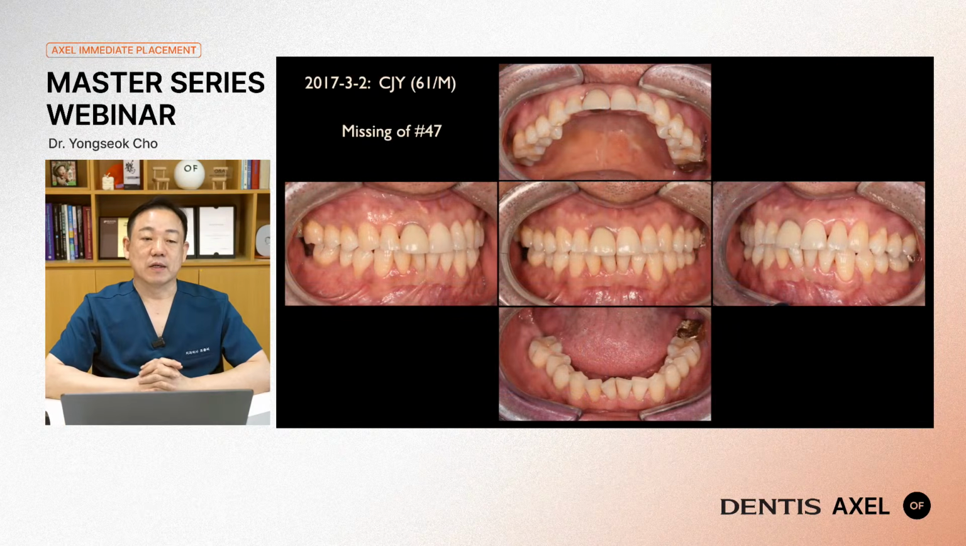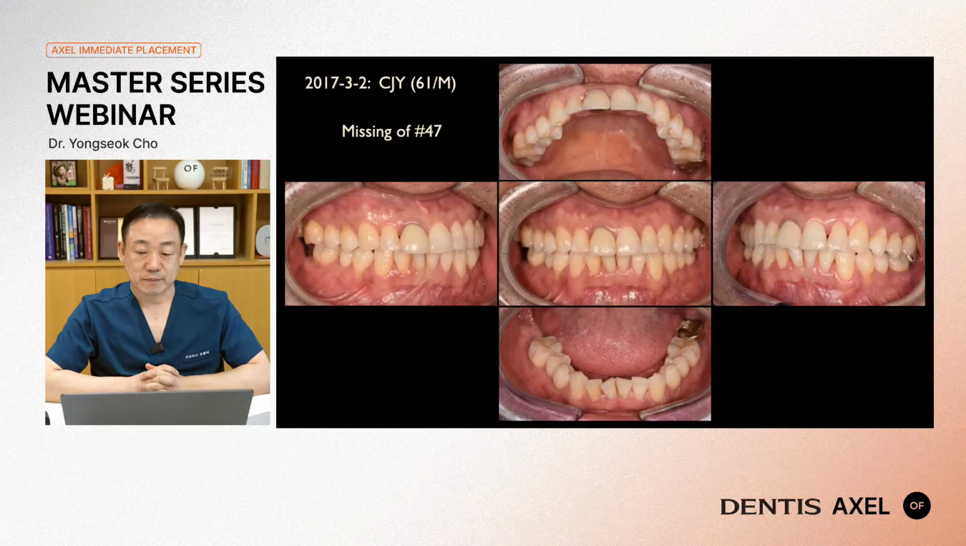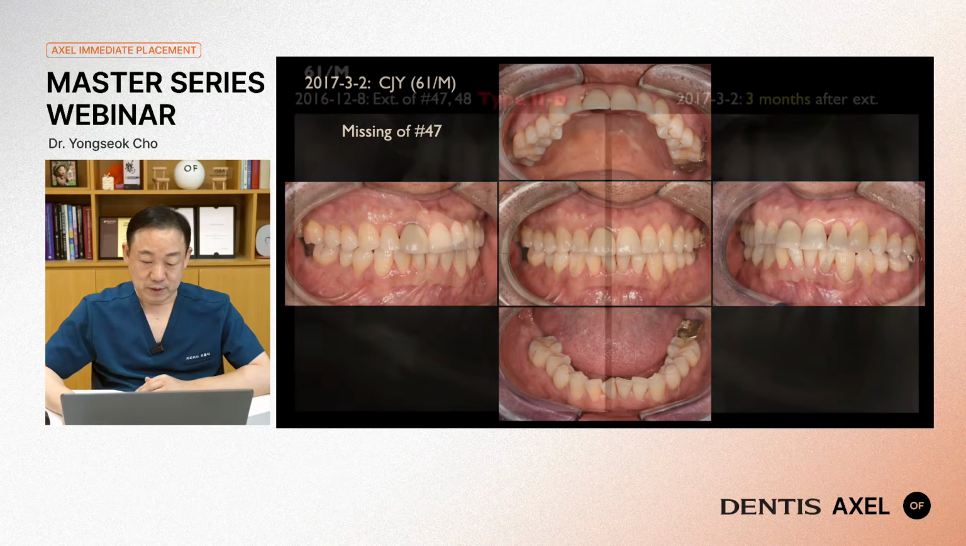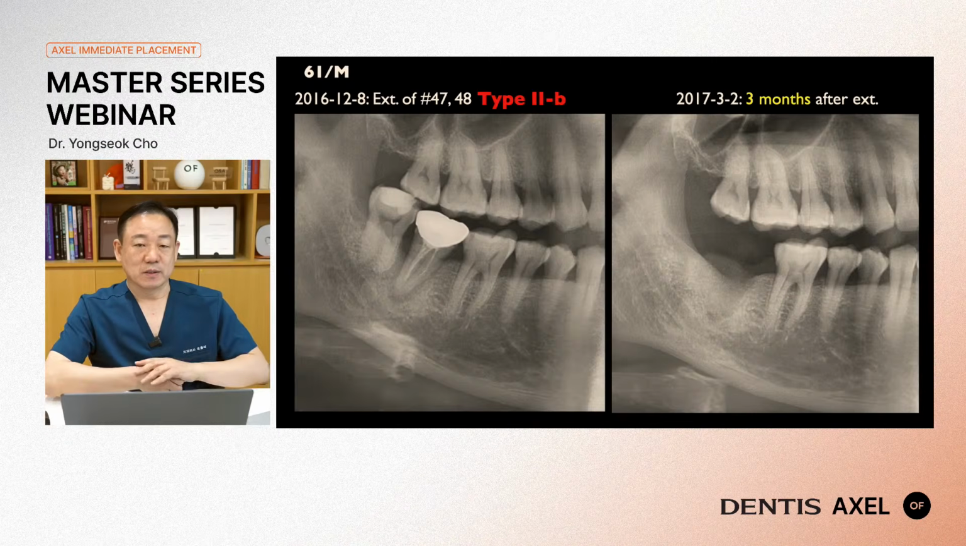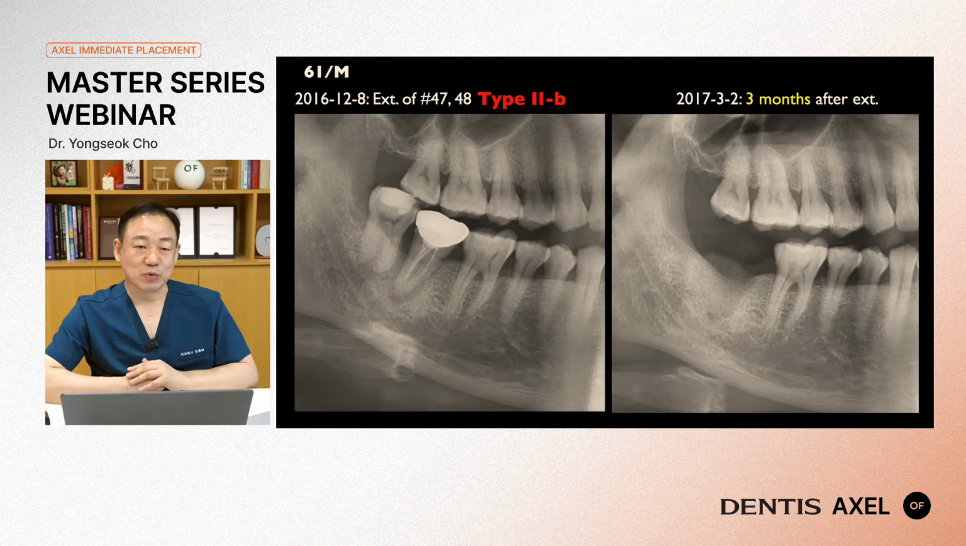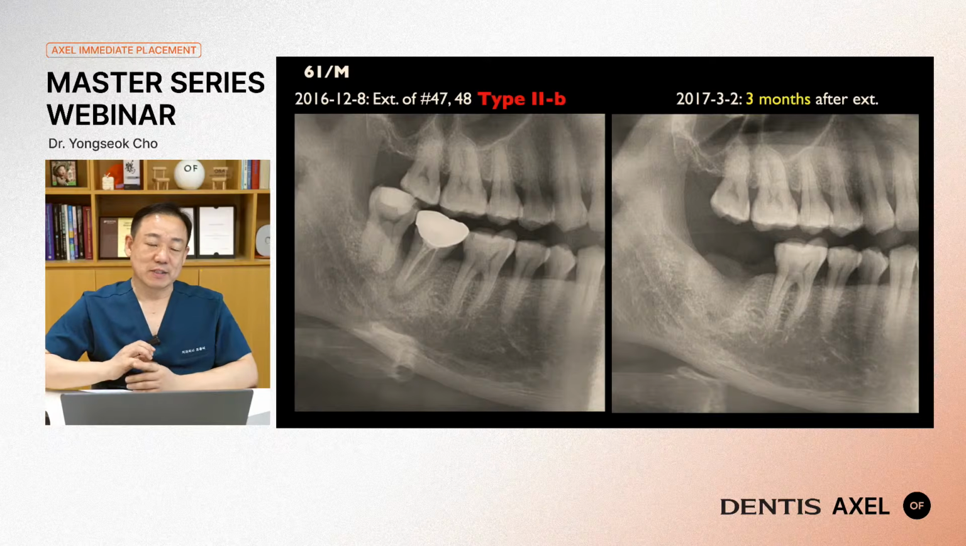I'll show a case. Here is a 61-year-old male patient who lost the right second molar. The original condition was a type 2B extraction socket, so it was impossible to place an implant immediately. So I decided to wait several months after extraction, and re-evaluated the case 3 months later.